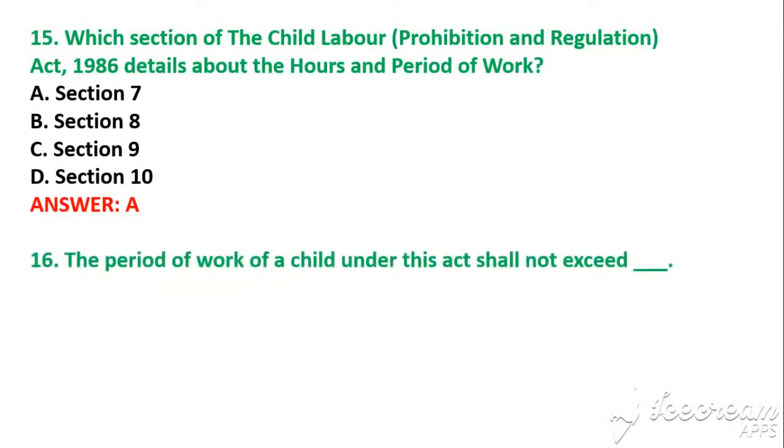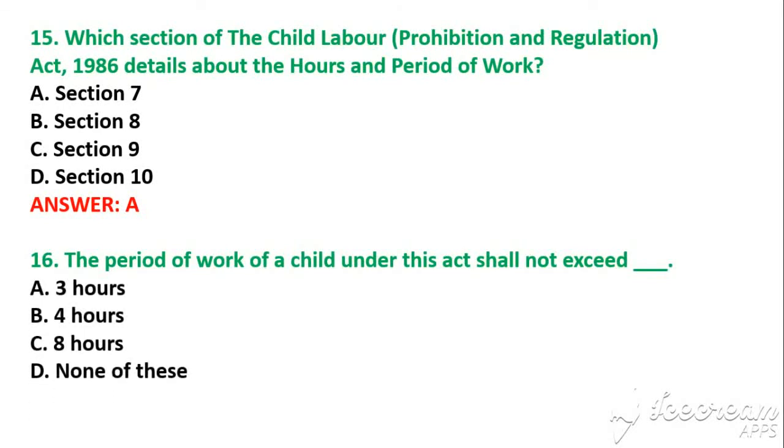The period of work of a child under this Act shall not exceed 3 hours, 4 hours, 8 hours, none of this. If you are giving employment to a child continuously, you should not give it for more than 3 hours. After 3 hours, you can give some rest. So totally 6 hours you can employ the children. So the period of work of the child under this Act shall not exceed 3 hours. A is the right answer.